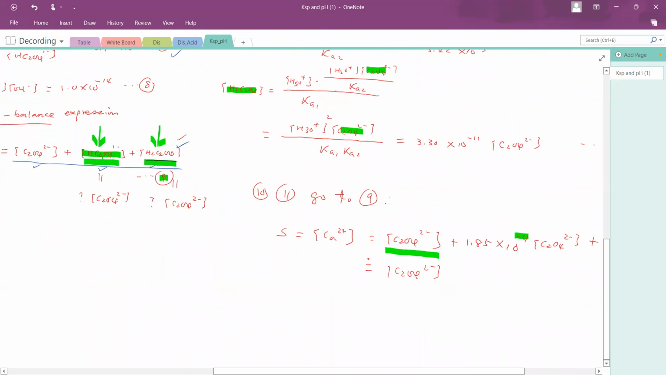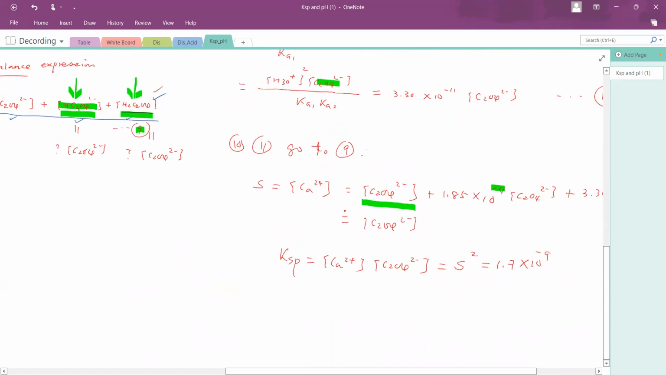Equation 5 is what? KSP, it's S, solubility squared, equal 1.9 times minus 9. We do the math, very simple, right? Square root, you get a solubility, which equals 4.1 times minus 5. And in this pH equal 8.